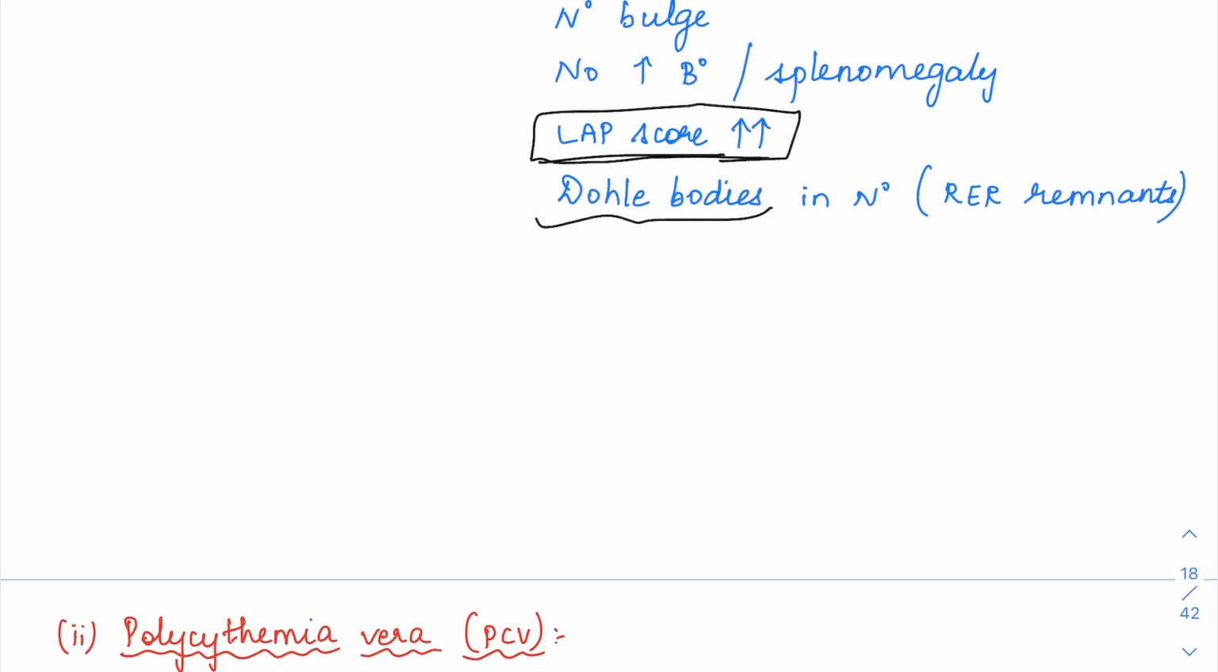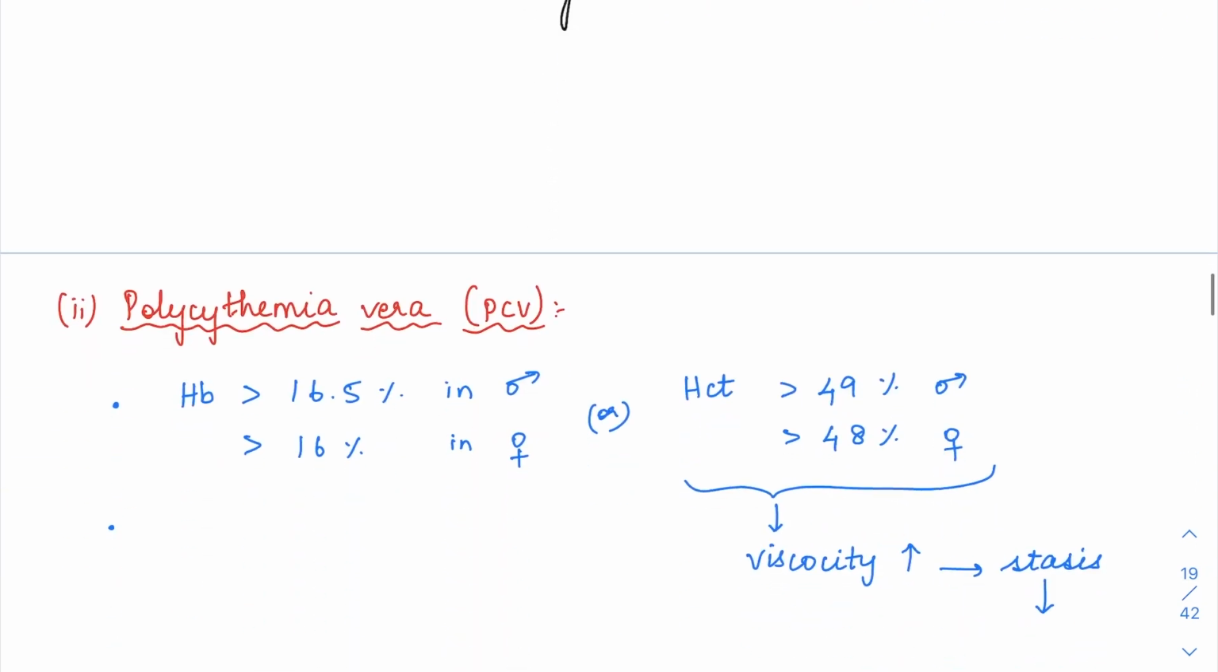So Dohle bodies can be seen in the neutrophils. These are nothing but endoplasmic reticulum remnants only. So these Dohle bodies are usually seen in sepsis. So the remnants of rough endoplasmic reticulum can be seen.